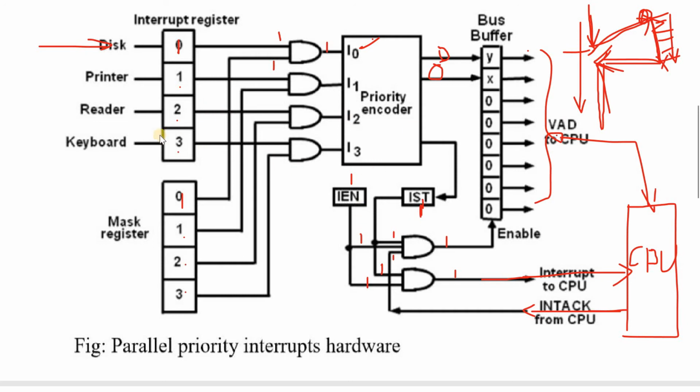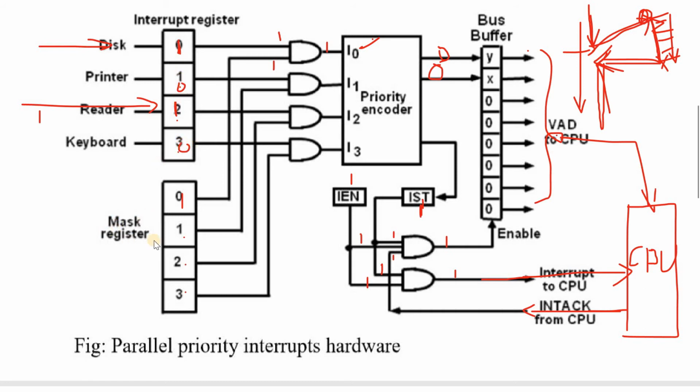In the second case, suppose that at a time, with the help of this parallel priority interrupt, two devices are requesting some service. That means this disk is requesting service and this reader is requesting service. With the help of these two sources, we are receiving two interrupt signals at a time. At that time the interrupt register makes the values 1 and 1. The remaining two values are 0 and 0.